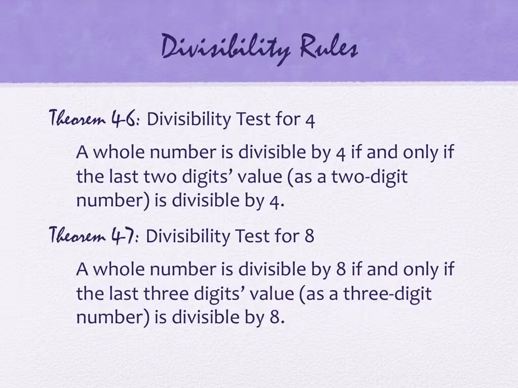So the divisibility test for 4: a whole number is divisible by 4 if and only if the last 2 digits as a 2-digit number, not each of them individually, but the whole 2-digit number, is divisible by 4. And for 8, the last 3 digits as a 3-digit number is divisible by 8.